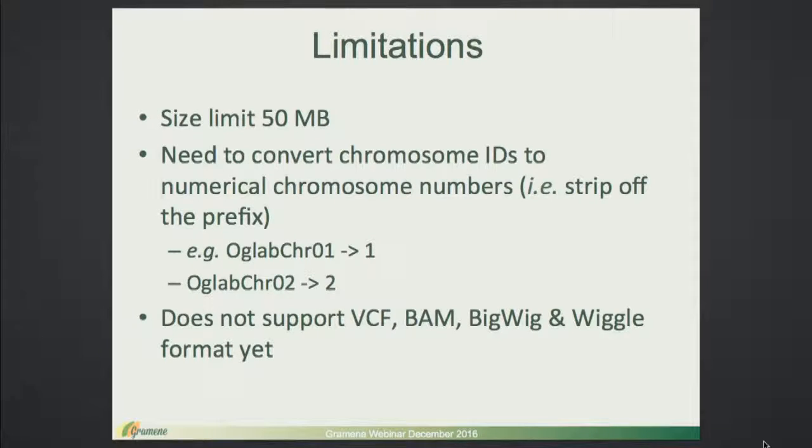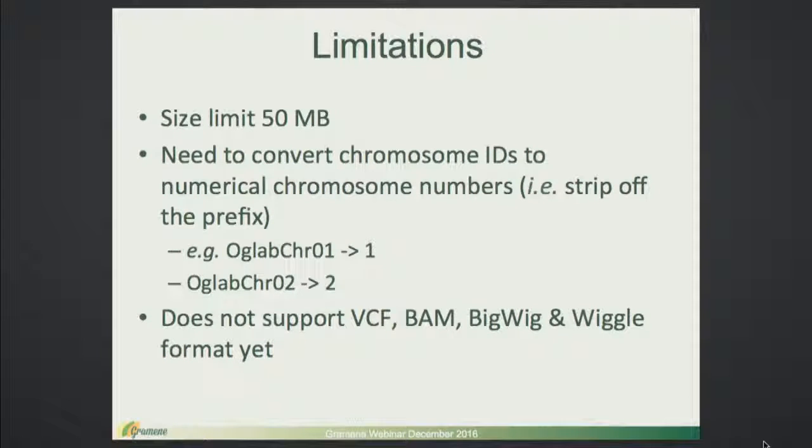The tool itself has certain limitations, so I'll be listing out a few of them. Firstly, since it's a web-based tool, you have a size limit of 50 MB. If you have a bigger file, it would be good to run it standalone by downloading the chain file and using CrossMap. Then we also have to take into consideration the chromosome numbers, how the IDs are specified.